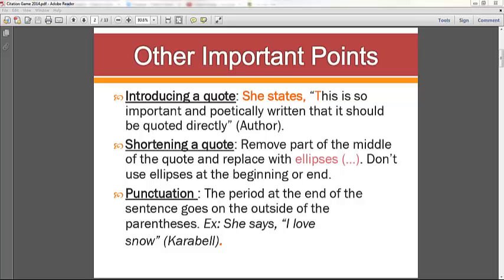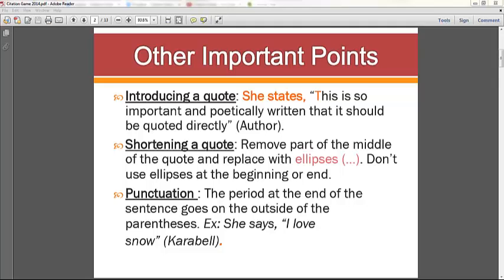Shortening a quote. Sometimes you may find that a quote is very long and you need part of it but not all of it. You can remove part from the middle of the quote and replace that part with the ellipses, which is the three dots. Of course, you don't put them in parentheses. I just put them here to show what ellipses are. But don't use ellipses at the beginning or end of a quotation. You can start and end wherever you like.